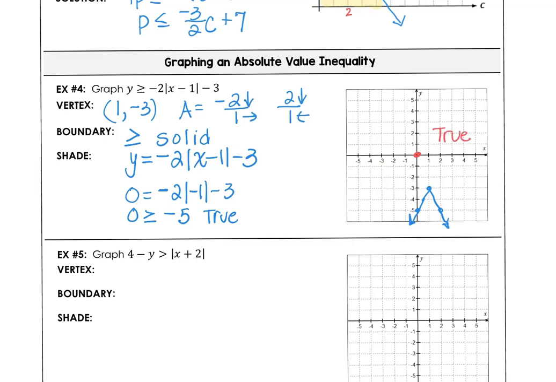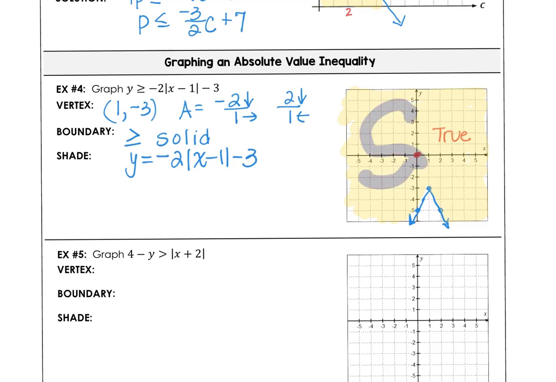So this area under the graph would be false, and we would shade above, or outside of, the absolute value graph. Everything above the graph is going to be true. Everything under the graph would be false. This is our solution set up here. All of this is the solution.